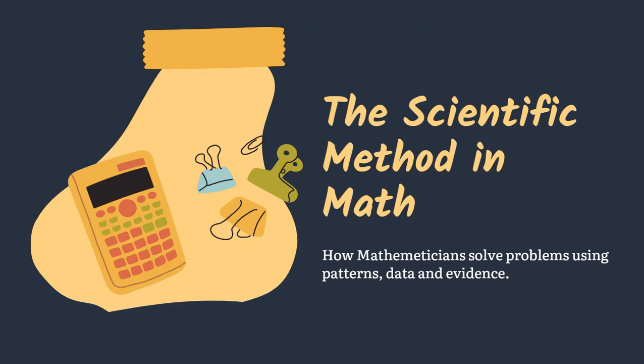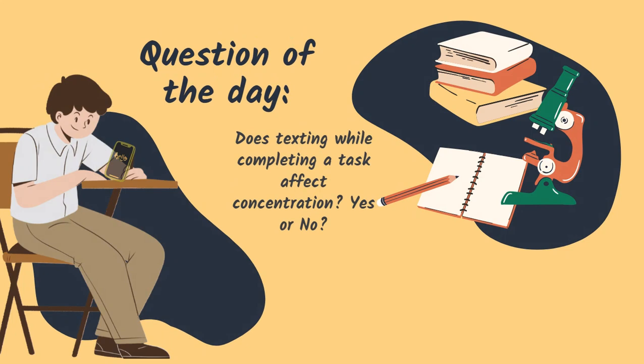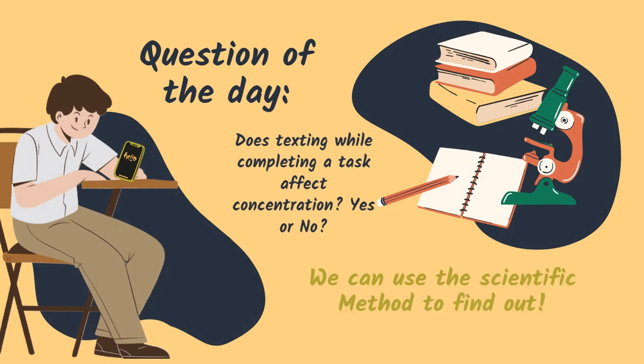This video discusses the application of the scientific method to 6th grade math, how mathematicians solve problems using patterns, data, and evidence. The question we will be exploring today is, does texting while completing a task affect concentration? Students can discuss this for a moment. We can use the scientific method to find out.